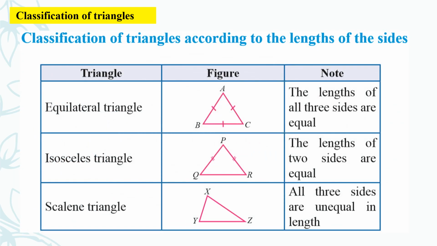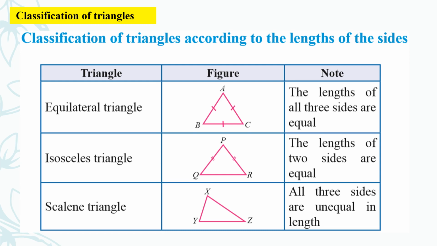Before starting the triangles, in grade 7 we discussed how to classify triangles with respect to their side lengths and angles. So the first thing is classification of triangles according to the lengths of the sides. I'll explain briefly. There are three types of triangles with respect to the lengths of their sides. The first one is equilateral triangle, the second one is isosceles triangle, and the third one is scalene triangle. Okay, equilateral, isosceles, and scalene triangle.